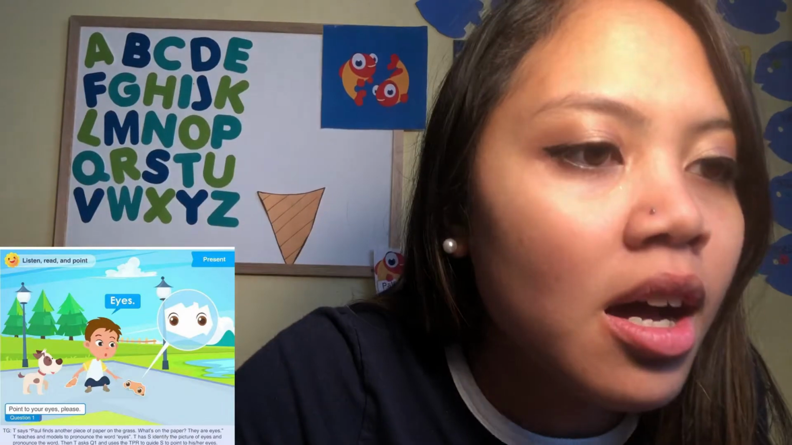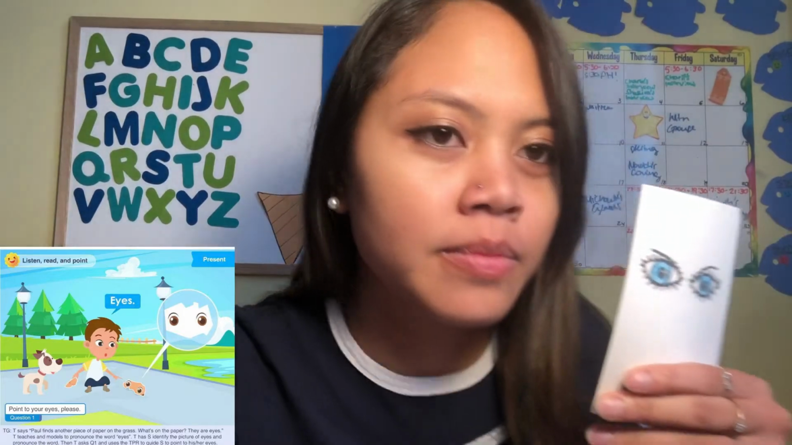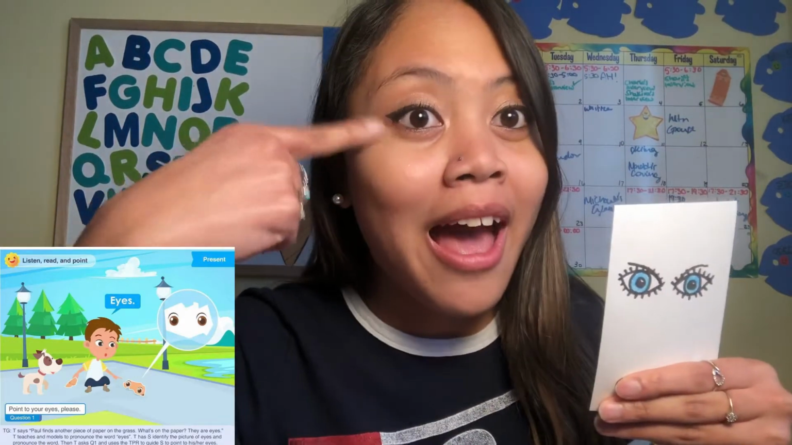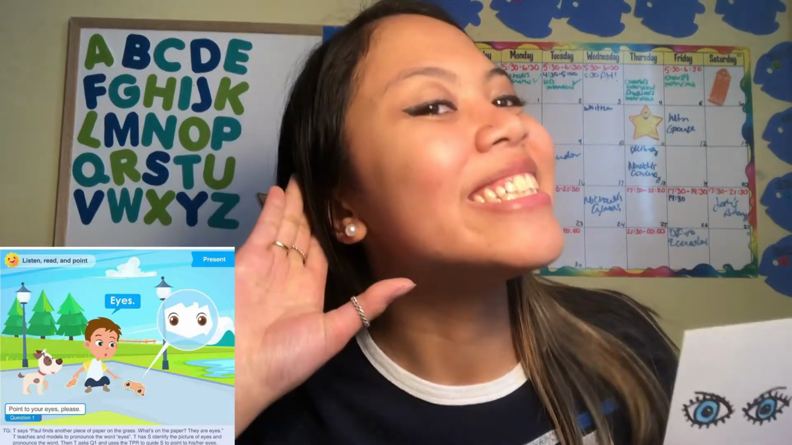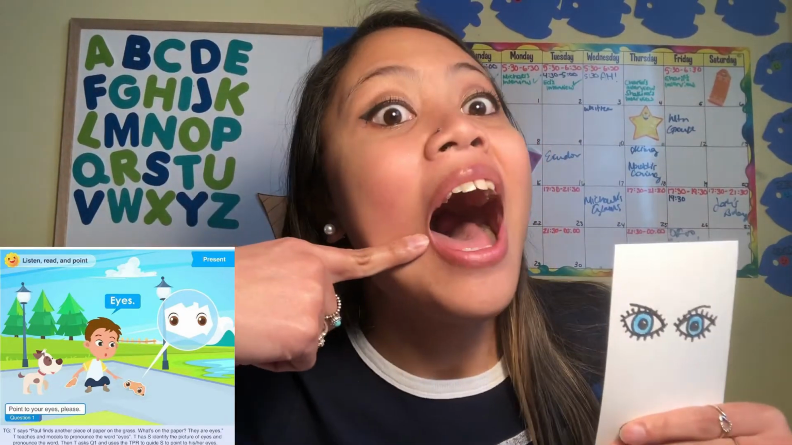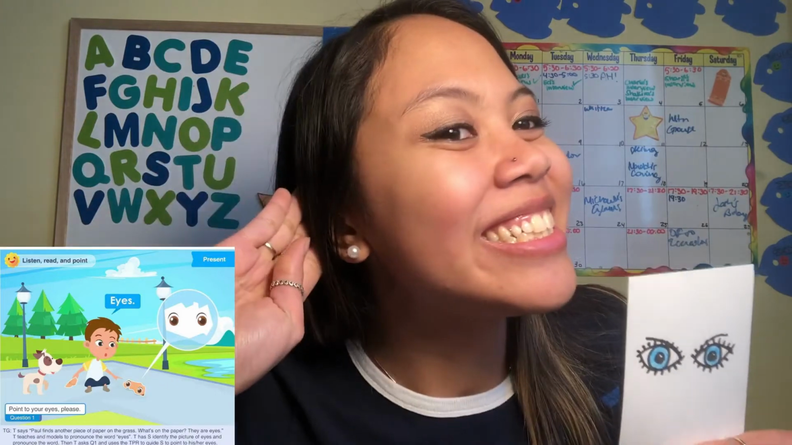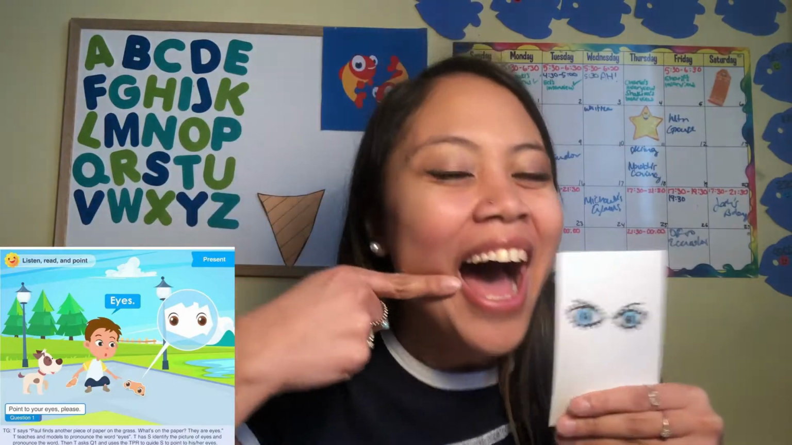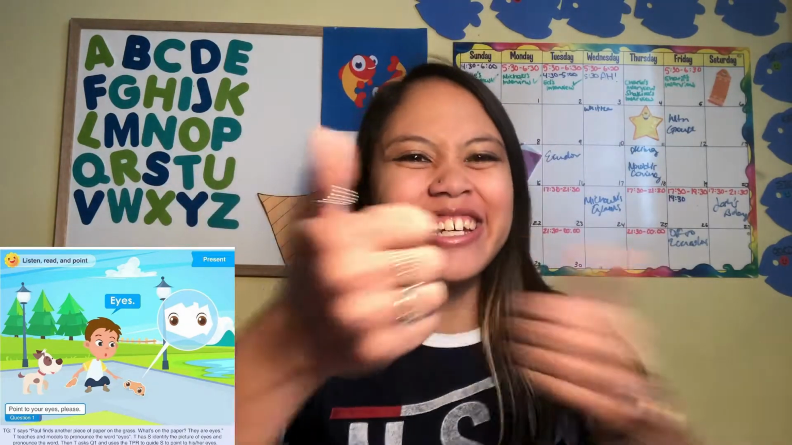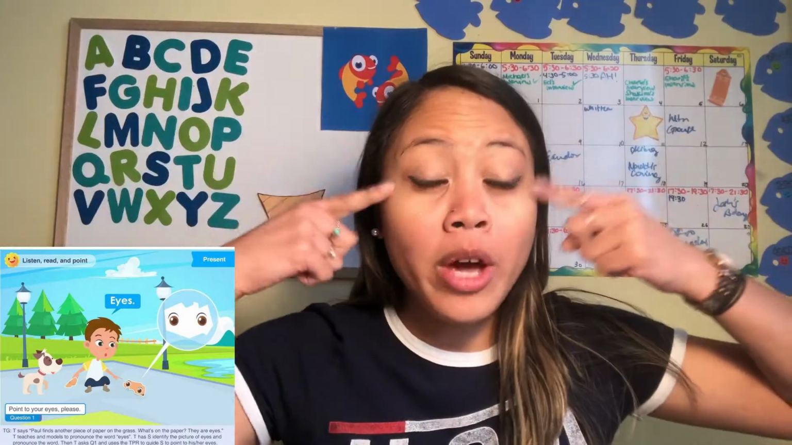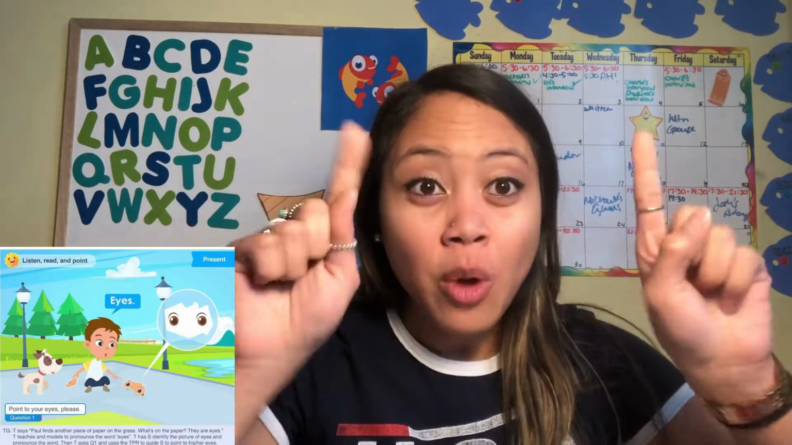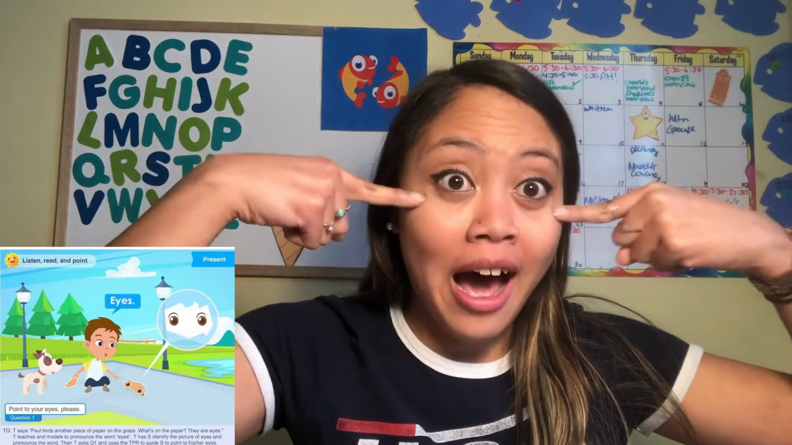Now it's time for the eyes. So you read the script again. Paul finds another piece of paper. Eyes. Yeah, good job. Point to your eyes. Can you point to your eyes?